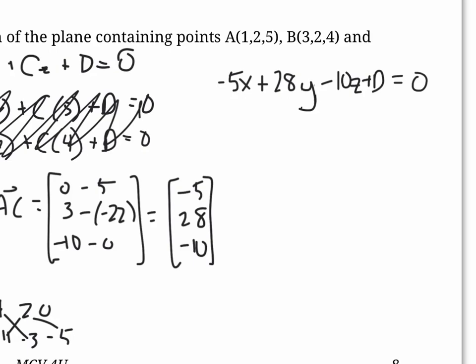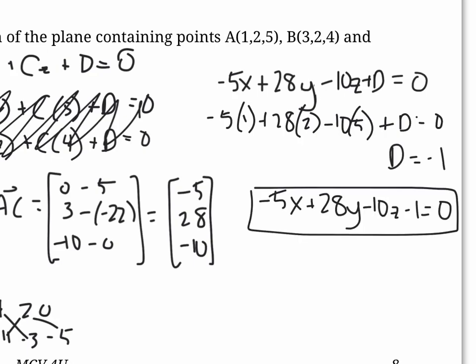So in order to solve for D, we can just plug in any of those points. I'm just going to plug in A because the numbers are pretty small for that one. So negative 5 times 1 plus 28 times 2 minus 10 times 5 plus D equals 0. Okay, you can pause it here and find out what D is in your final equation. So D ends up being negative 1, and that's our final equation there.